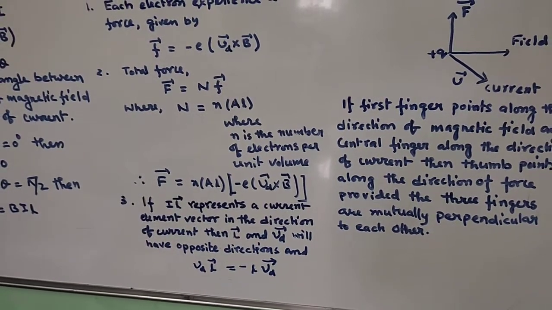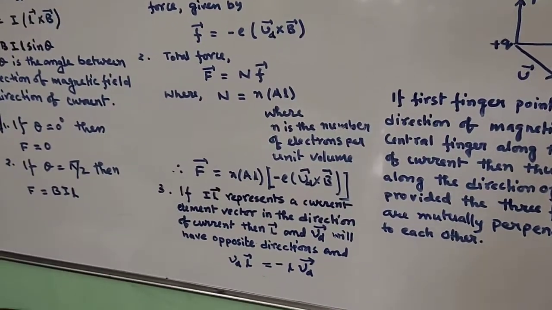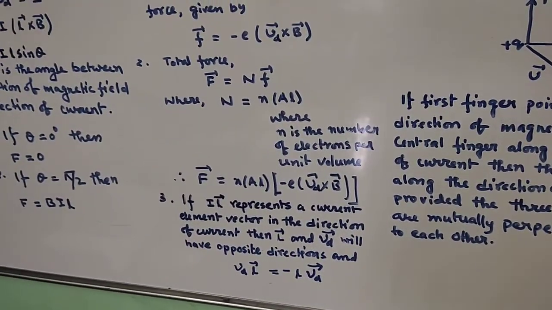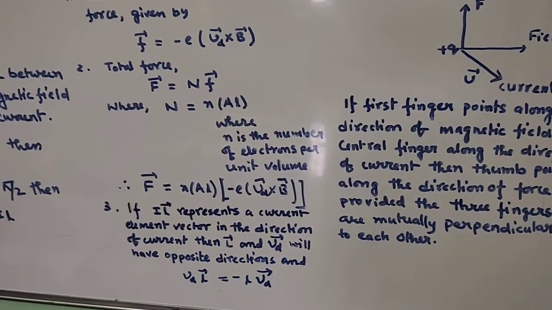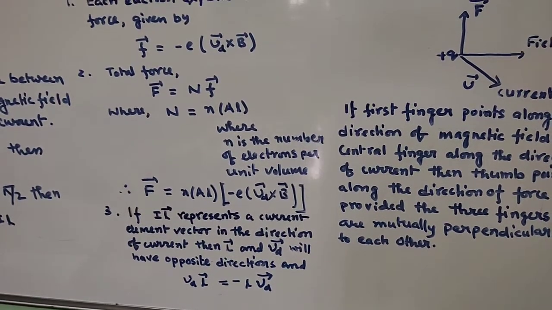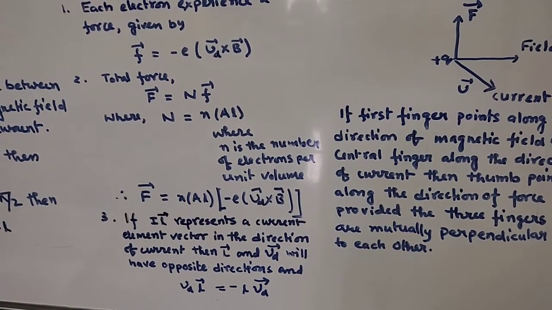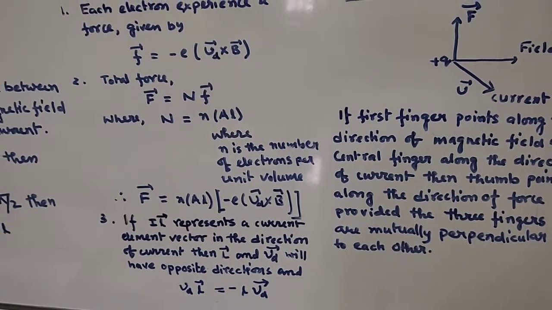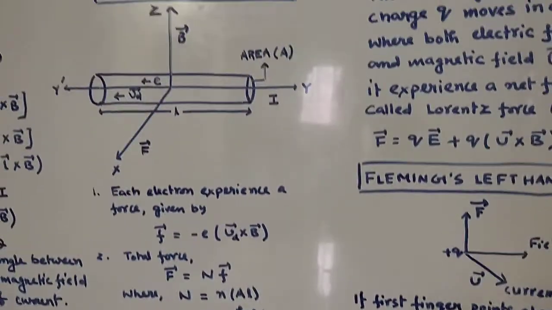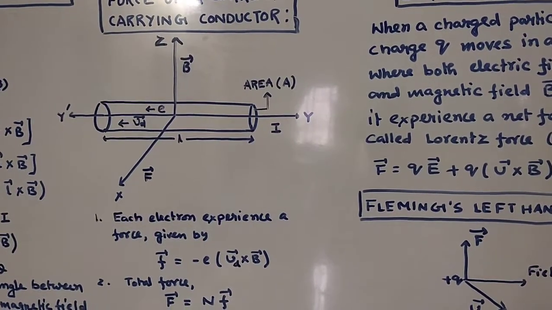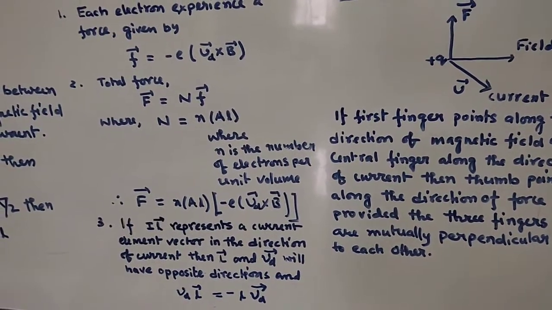Then L vector and Vd vector will have opposite direction. If you consider unit current, then it should be the L vector. For unit current the direction remains the same, it does not change. If you change the magnitude, the direction does not change. So for unit current it is the small l vector, which is also along the direction of current. If you see the figure, the direction of current and Vd vector are in opposite directions, so L vector and Vd vector have opposite direction.